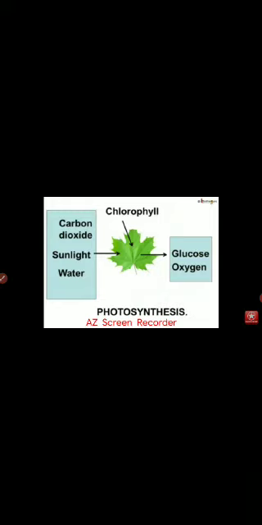So we saw plants make their food, that is glucose, in the presence of sunlight and chlorophyll with the help of water and carbon dioxide. This process is called photosynthesis.